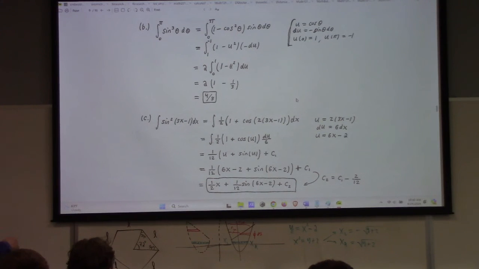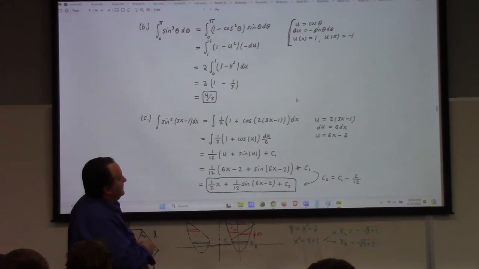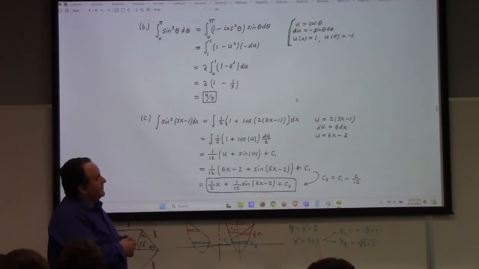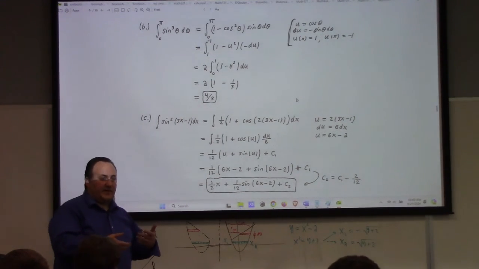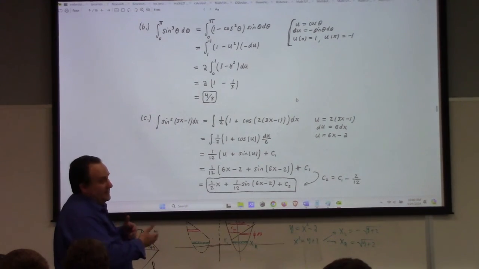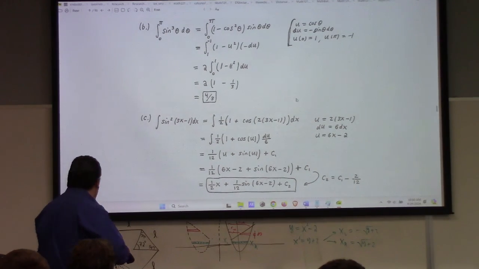The rule on the bounds changing is you have to think through how the bounds change. So if I've got U equals cosine theta, I plug in 0. Cosine of 0 is 1. I plug in pi, cosine of pi is minus 1. So that's why the bounds change from 0 to 1 and from pi to minus 1. Once you make the U substitution, that's when you plug in.